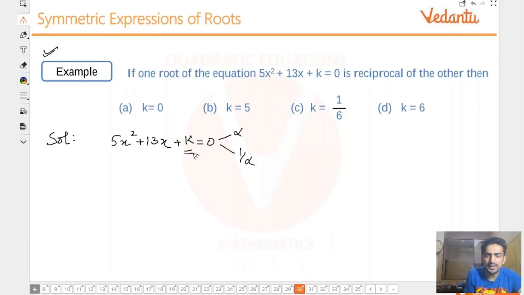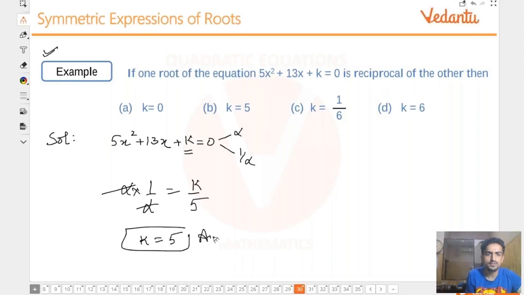We need to find k. The roots are of the form alpha and 1 by alpha. One root is the reciprocal of the other. So if one is alpha, the other is 1 by alpha. We'll consider the product of roots. We know it is c by a. C is k, a is 5. From here, alpha gets cancelled and k comes out to be 5. Finished. So the product of roots is c by a, that involved k. From there I found k. Nothing more than that. Closed.